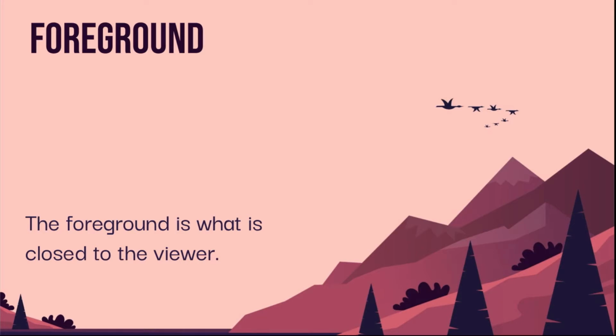The foreground is what is closest to the viewer. Not closed, I know I was close, but I meant closest. And in that, the closest thing to us is the trees. It's these nice dark purple trees. That is what is closest to us.